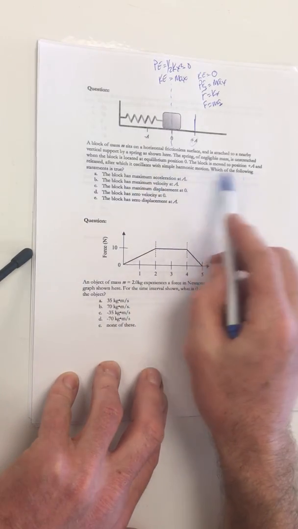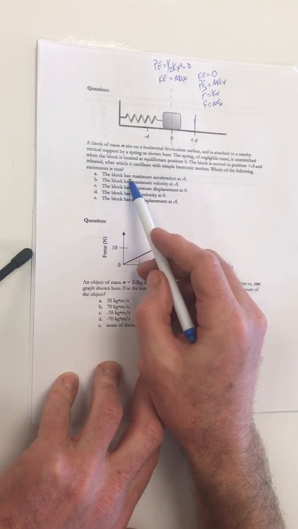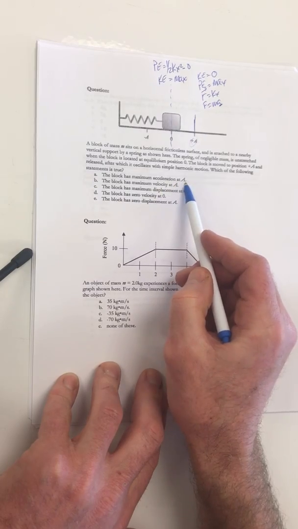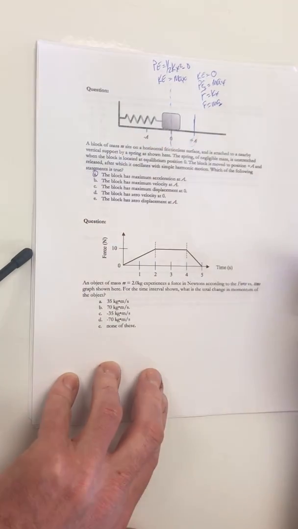Okay, so which of the following statements is true? The block has maximum acceleration at A. Well, that's what I just said, so there we go.